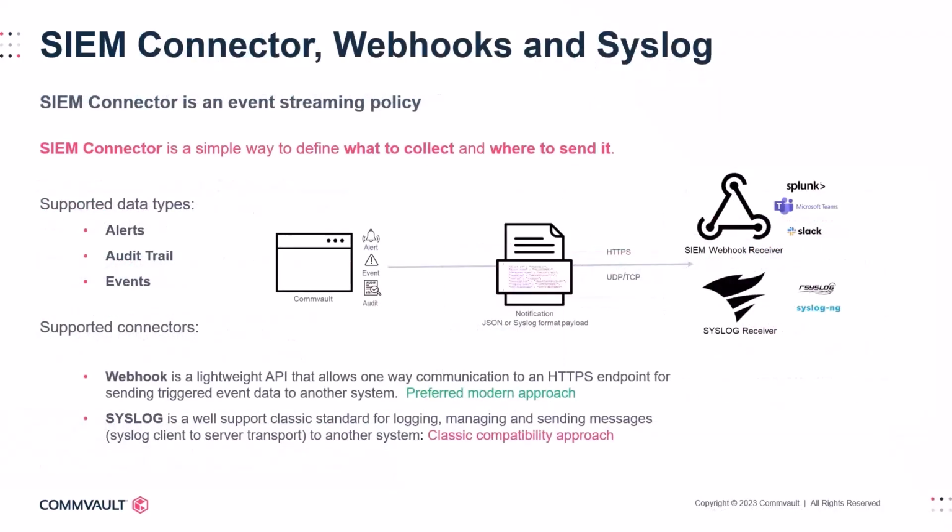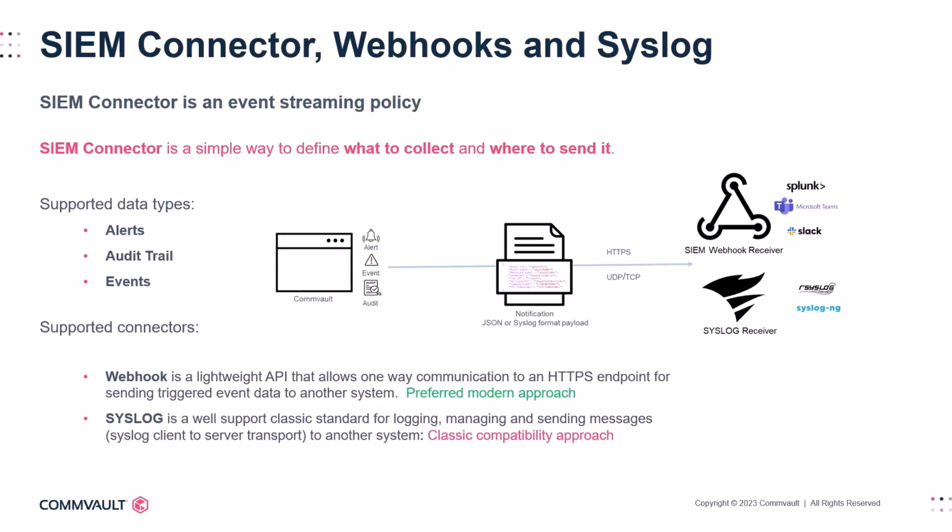The SIEM connector is an event streaming policy. It defines what to collect and where to send it. The SIEM collector receives alert, audit trail and event notifications from the CommServe and transmits them to a third-party application such as Splunk, Teams and Syslog. We support two types of connector. Webhook is the modern approach to sending event data to another system. It uses REST API to send data in JSON format over HTTPS. Syslog is the classic standard for sending messages to another system. It sends data in the Syslog format using a UDP or TCP connector.